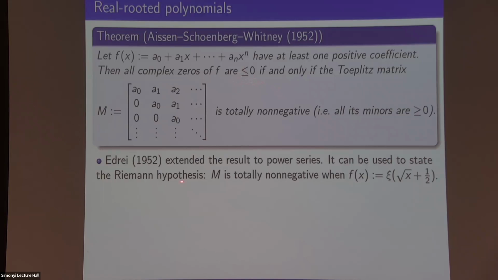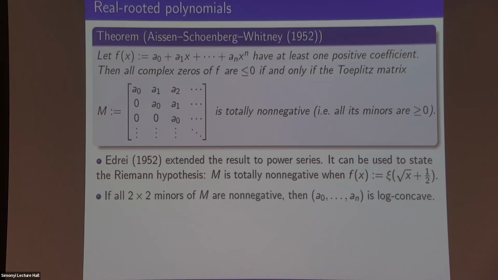Yeah. So I'm not sure exactly what to make of this. Maybe this means one should use total positivity to prove the Riemann hypothesis. Or maybe it indicates that proving results in total positivity can be hard.